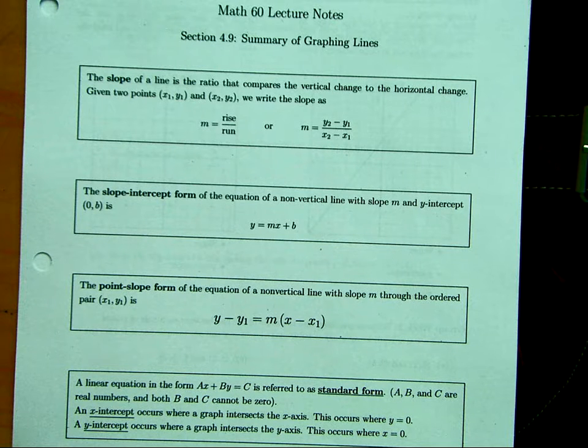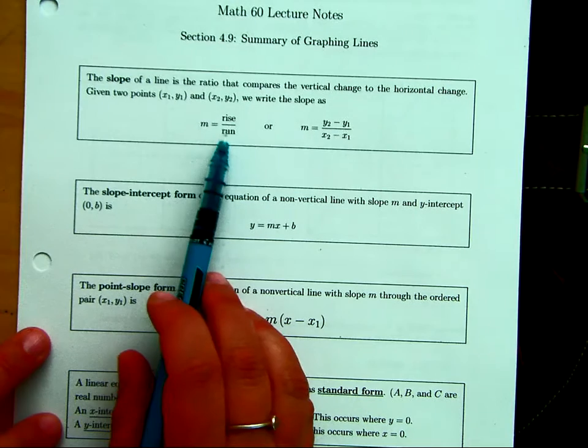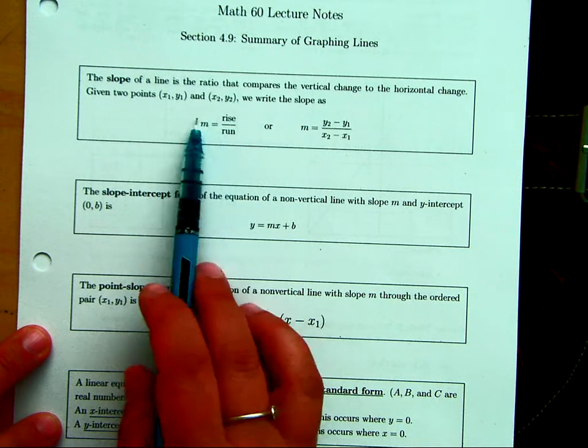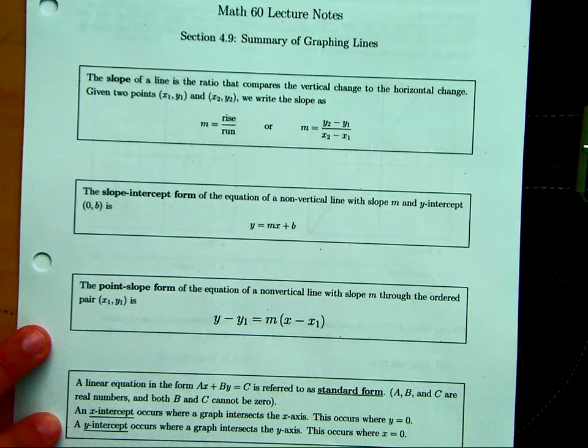Okay, so in this section, we're going to basically put it all together into a summary. Summary of graphing lines. All of these formulas you need to have memorized for your test. How many of these formulas do you need to have memorized? All of them.